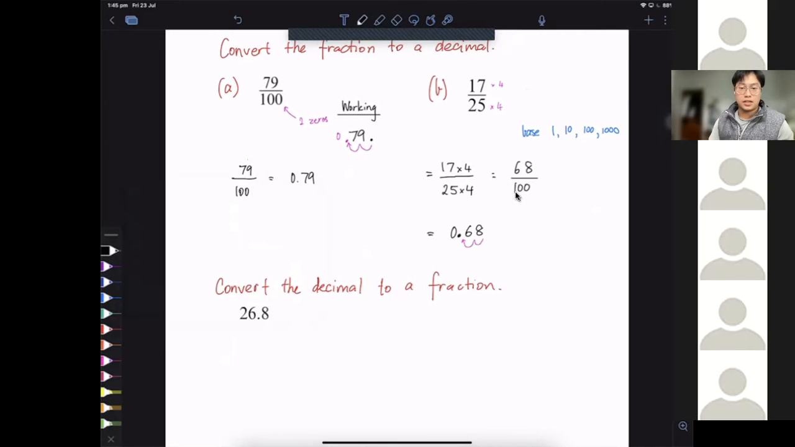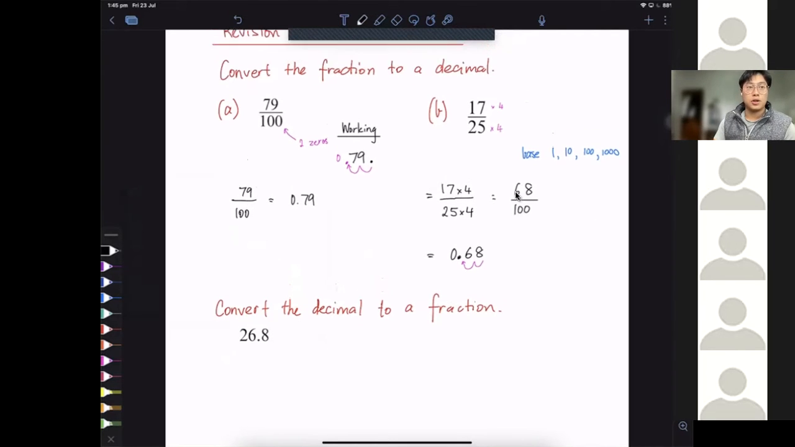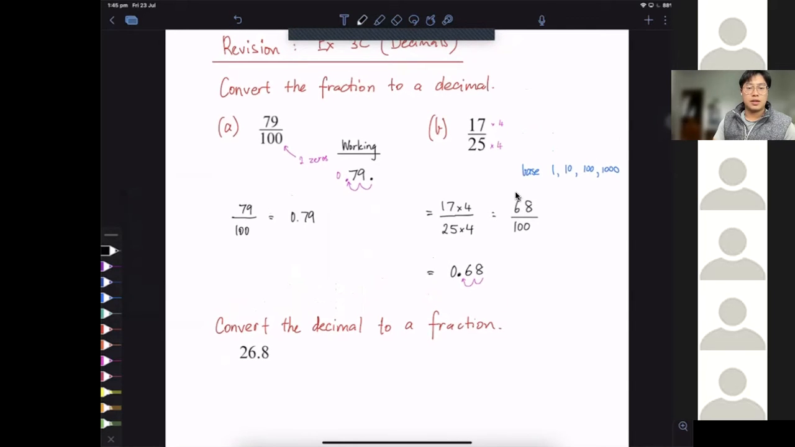I want you to convert the decimal now to a fraction. I want you to look up your notes and use our notes from yesterday to answer this question. Next person I'm going to ask is perhaps Dion.